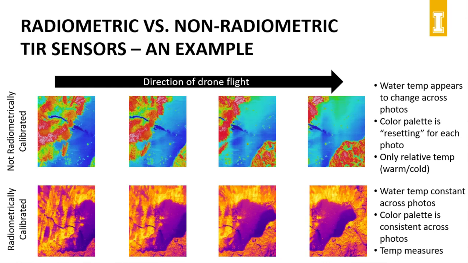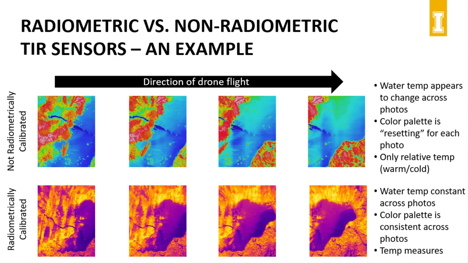Contrast that to a flight over the same beaver pond with the radiometrically calibrated version of that camera and drone. You can see that as we move across the beaver pond, it's one color ramp that's being applied to the temperature range, not to each individual photo. So the water temperatures appear to stay the same as we move across the beaver pond.